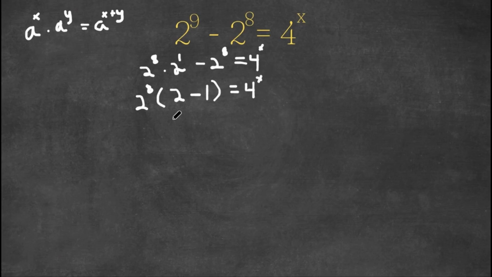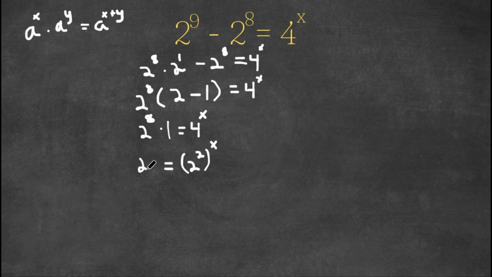Now, 2 minus 1 is simply 1. So 2 to the power of 8 times 1 equals 4 to the power of x. Now, 4 to the power of x can actually be rewritten as 2 squared to the power of x. All we did was replace 4 with 2 squared. And this is equal to 2 to the power of 8 times 1, which is simply 2 to the power of 8.